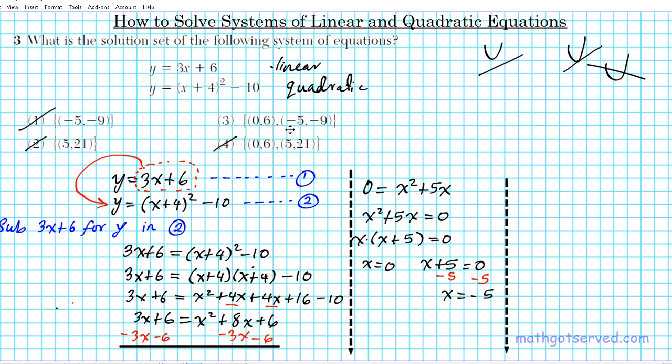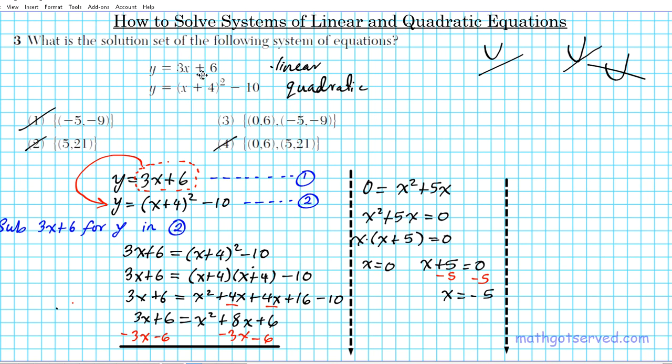How do we get the y component? In order to get the y component, all you simply do is evaluate either of these two functions, the linear or the quadratic, at the specified input values that we got as our solutions. Which one do you think is easier to evaluate, the quadratic or the linear? It's just the linear, right?